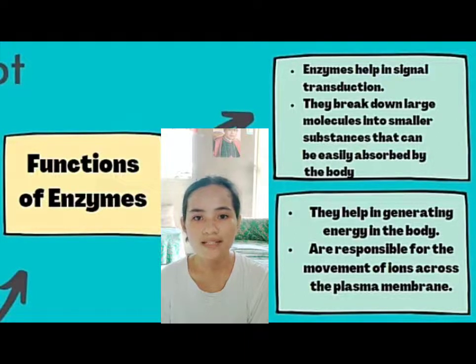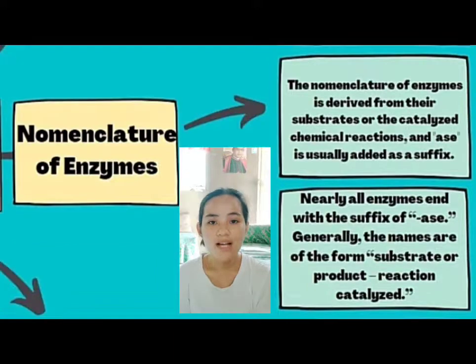Number 4 is that enzymes are responsible for the movement of ions across the plasma membrane. Number 5 is that enzymes perform several biochemical reactions, including oxidation, reduction, hydrolysis, and etc. to eliminate the non-nutritive substances from the body. And lastly, they function to reorganize the internal structure of the cell to regulate cellular activities. Now, let me proceed to the nomenclature of enzymes.